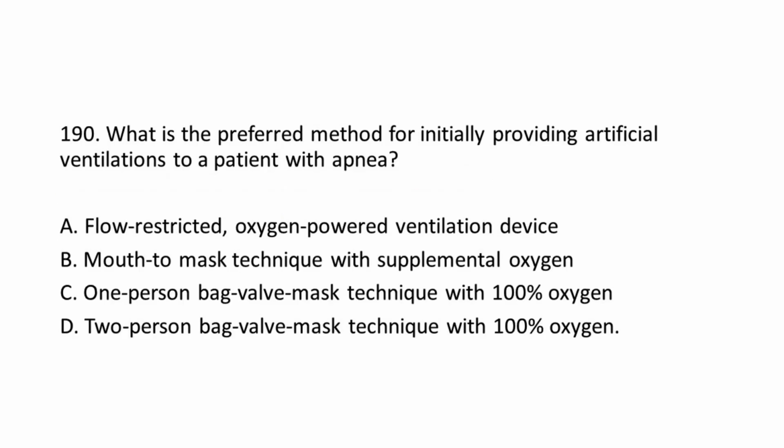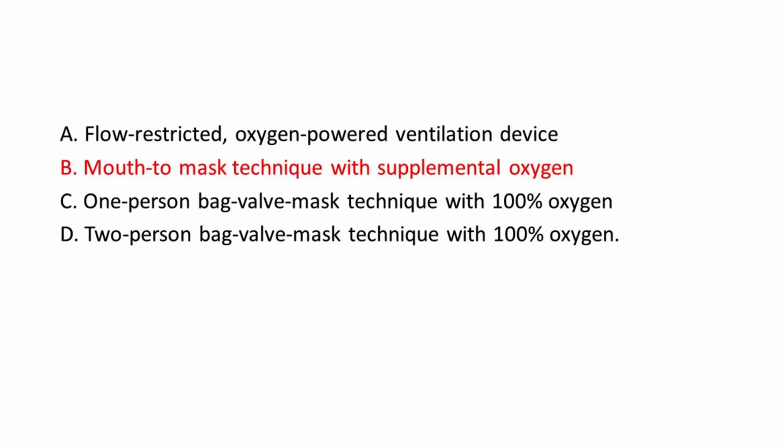190. What is the preferred method for initially providing artificial ventilations to a patient with apnea? A. Flow-restricted, oxygen-powered ventilation device. B. Mouth-to-mask technique with supplemental oxygen. C. One-person bag valve mask technique with 100% oxygen. D. Two-person bag valve mask technique with 100% oxygen. The answer is B. Mouth-to-mask technique with supplemental oxygen.